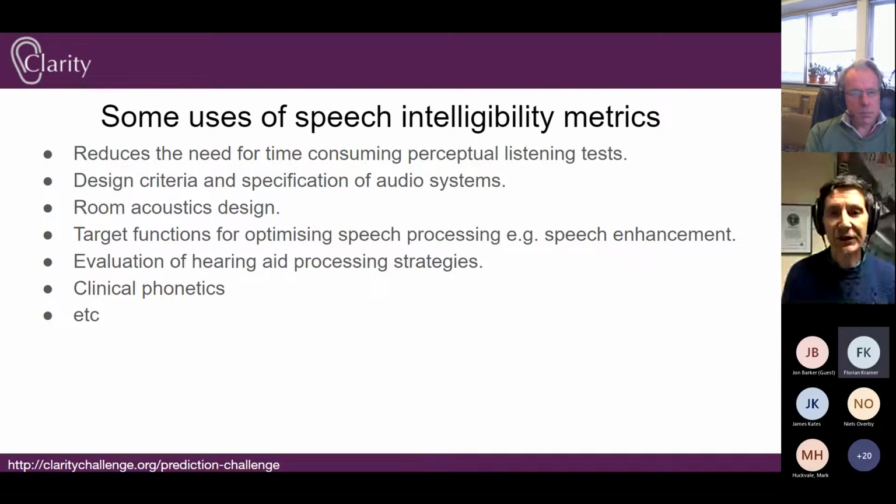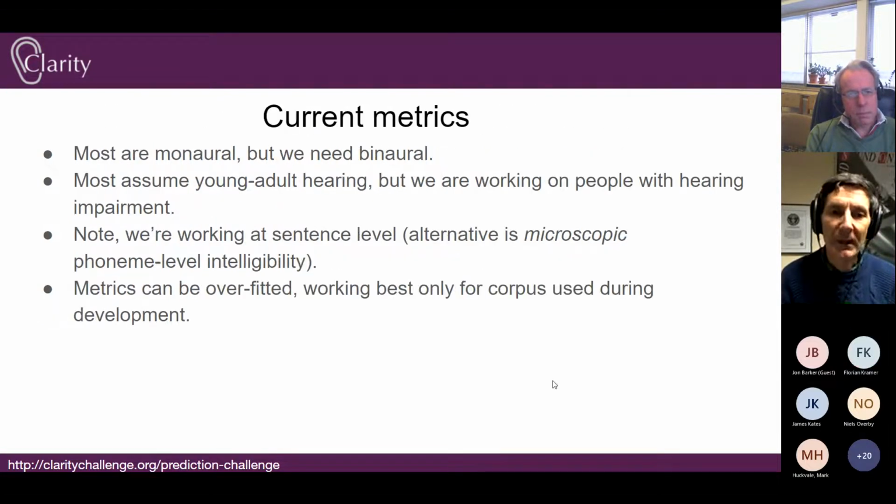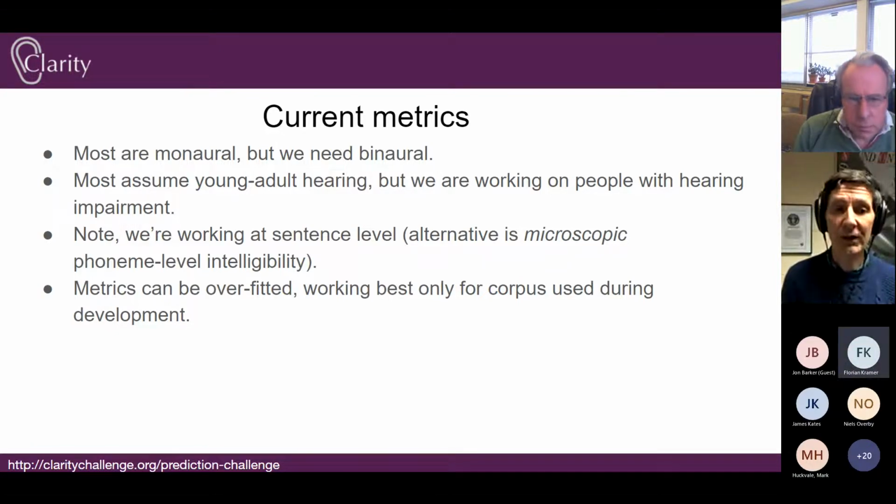There are other uses as well, but those are primarily what I and the group are interested in. So, current metrics: there's a whole variety, but one of the weaknesses is that quite a few of them are monaural. I would say most are monaural rather than binaural, but we all listen with two ears, even people with a hearing impairment. So we need ones which work in a binaural metric.